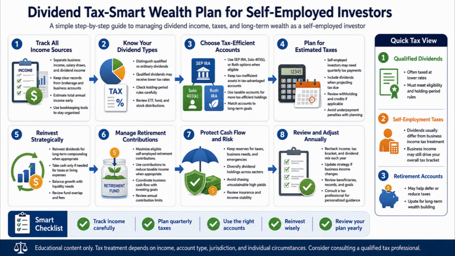In summary, a strong dividend tax-smart wealth plan for self-employed investors starts with tracking income carefully, understanding dividend types, choosing the right accounts, planning quarterly taxes, reinvesting wisely, managing retirement contributions, protecting cash flow, and reviewing the plan every year. This content is for educational purposes only and is not tax, financial, or investment advice.